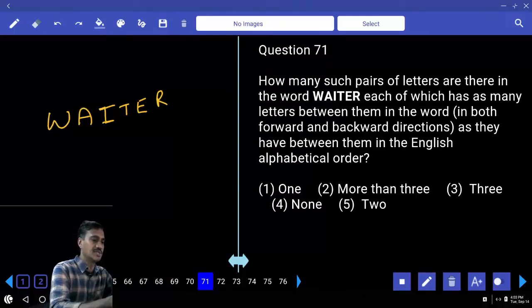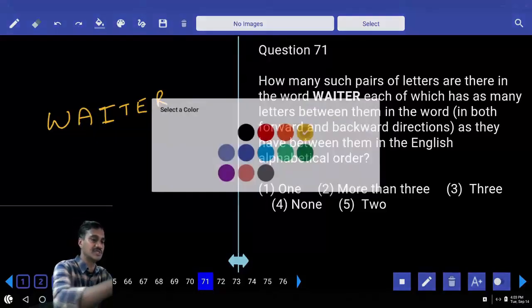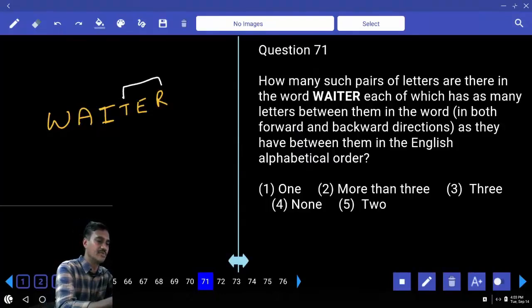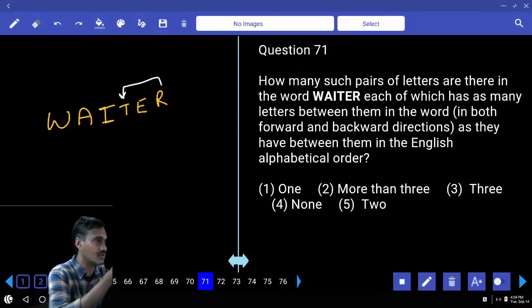A, B, C, D, E, no letter is matching. I, J, K, L, T, U, V. Left hand side to right hand side, we cannot find even a single pair. Then right to left, R, S, T. Now in between R and T, tell me how many letters are there in this word? 1 letter. In the English alphabet also, between R and T, you will have only 1 letter.